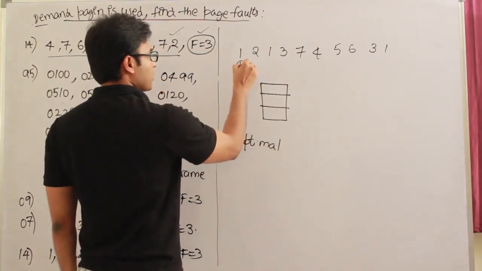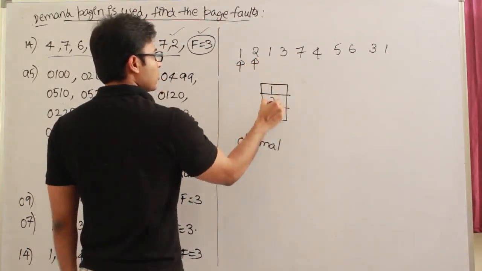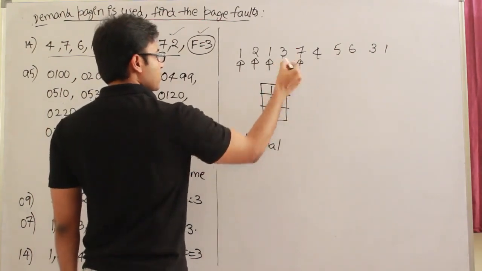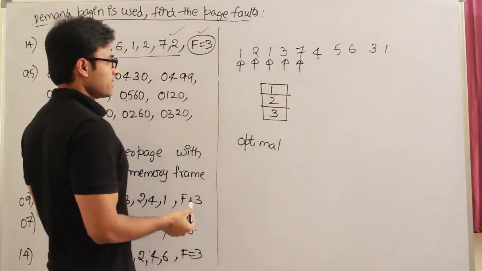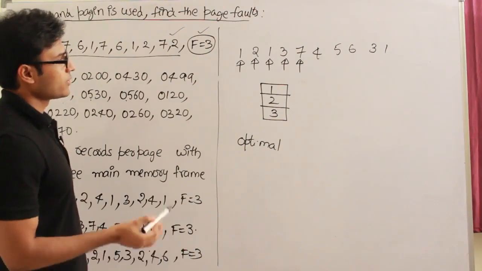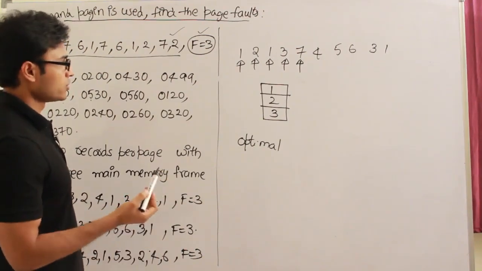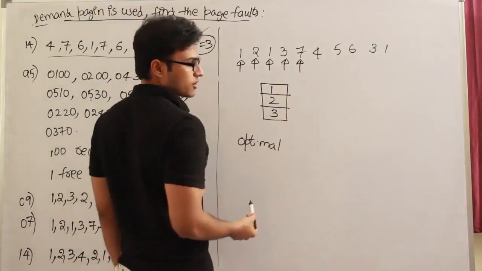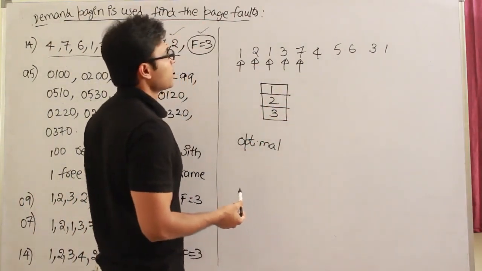Fine, 1 is not there, load it. 2 is not there, load it. 1 is there, leave it. 3 is not there, load it. 7 is not there, so we have to replace a page. Now the optimal algorithm will look into the future and see which one will not be used for the longest time.